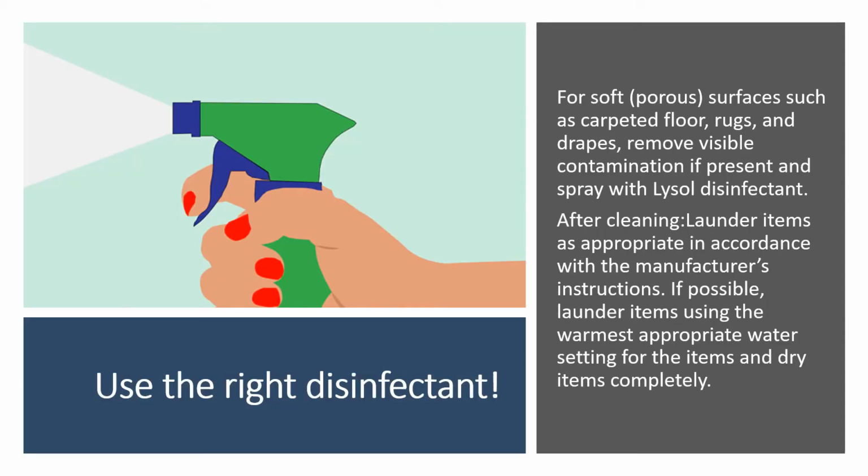For soft or porous surfaces, such as carpeted floors, rugs, or drapes, you will remove visible contamination if present, and then spray with Lysol disinfectant. After cleaning, we will launder the items as appropriate. If possible, we will use the warmest appropriate water setting for the items and dry the items completely.